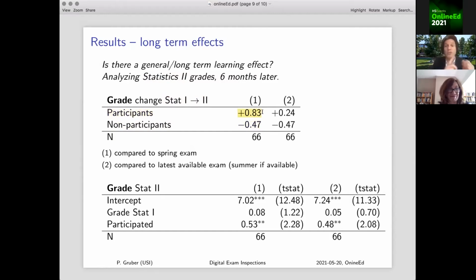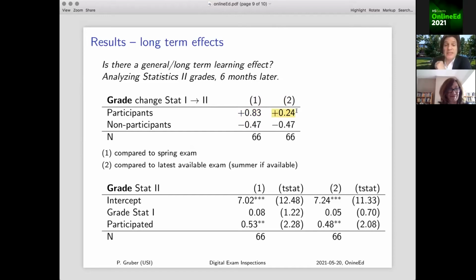And now the question is, how do you define better grade? That's why there are two definitions here. You could say better grade compared to the first trial, or better grade compared to the last available grade. And so you see lots of this improvement is due to students already improving between the first and the second trial, so between the spring and the summer exam.